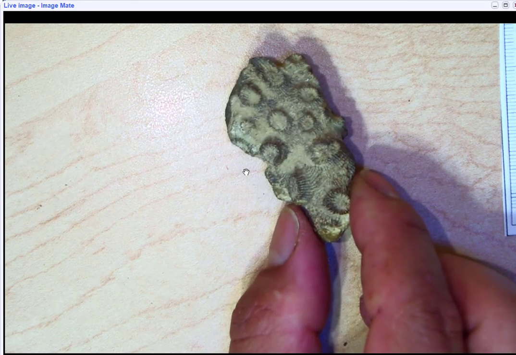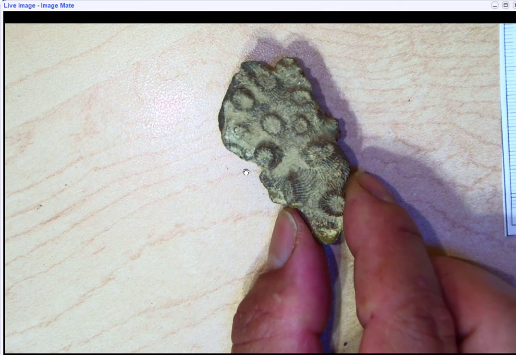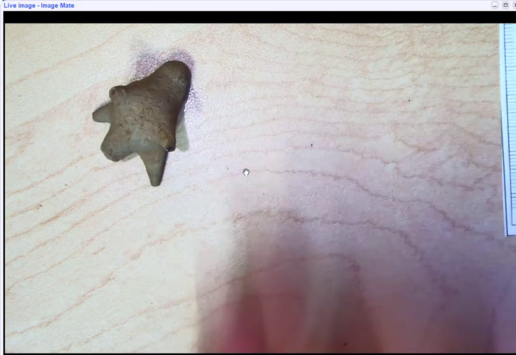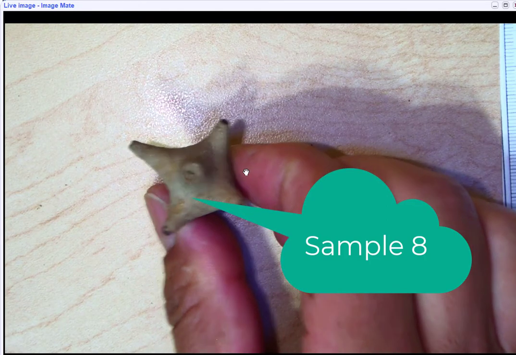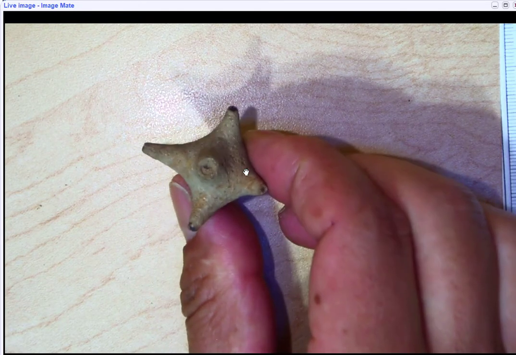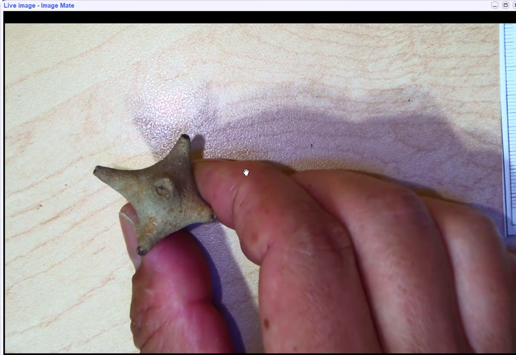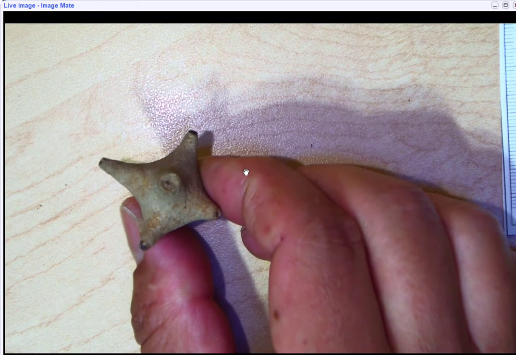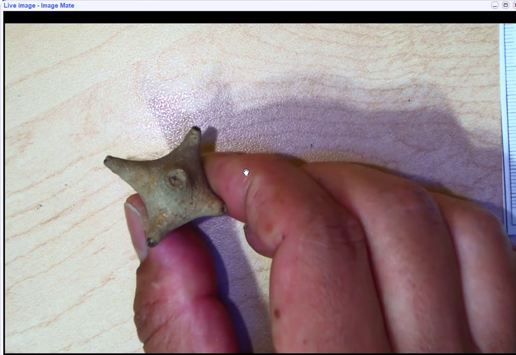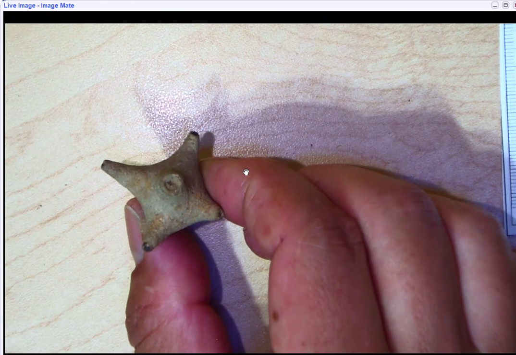All right, so you can look at this sample here. This is sample number 7. All right, sample number 8 is this guy here. And this guy's kind of unusual. It forms a kind of star-shaped pattern. In fact, it is in your lab manual for a bryozoan. So this is a type of bryozoan, and it forms kind of that star-shaped pattern. And that's kind of the telltale sign for this type of bryozoan.